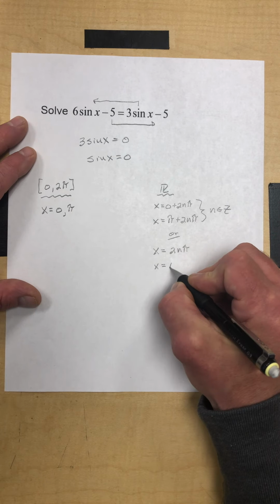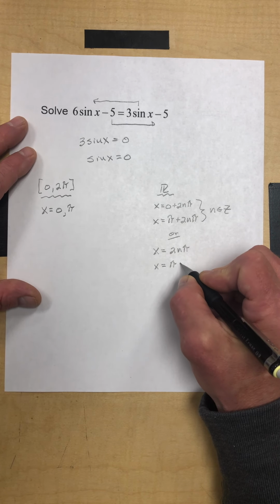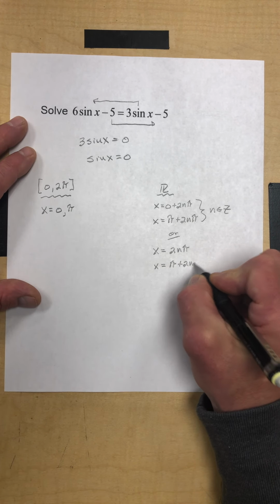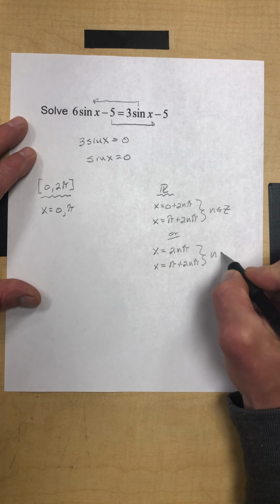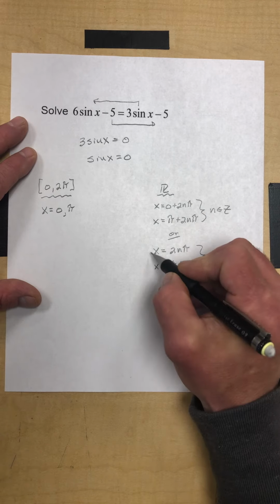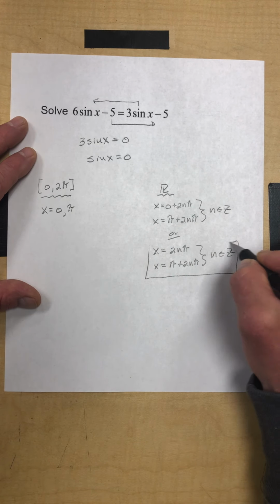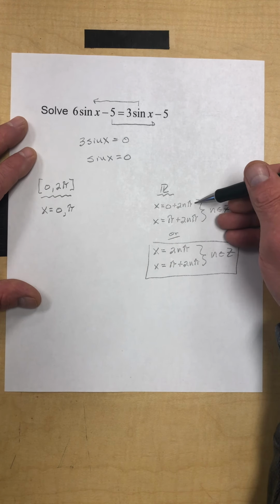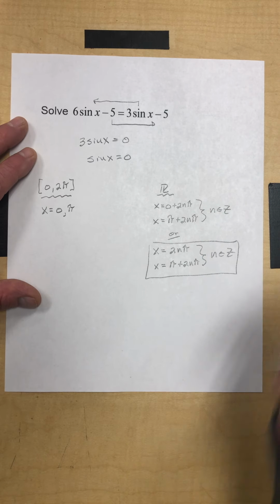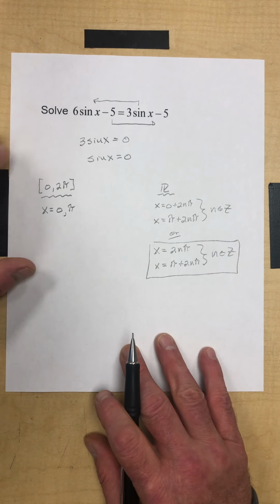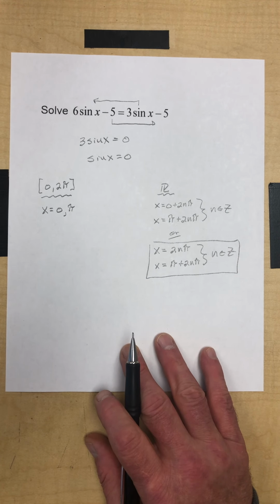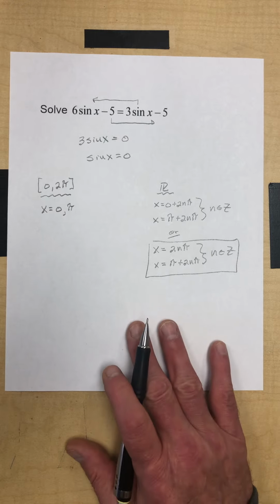So probably the best way to write these solutions would be like this, okay, where n is an integer. That would probably be the best way, okay? I'm not saying this is wrong up here, okay, but that's probably the best way, okay? All right, so that's pretty cool. I like that. All right.